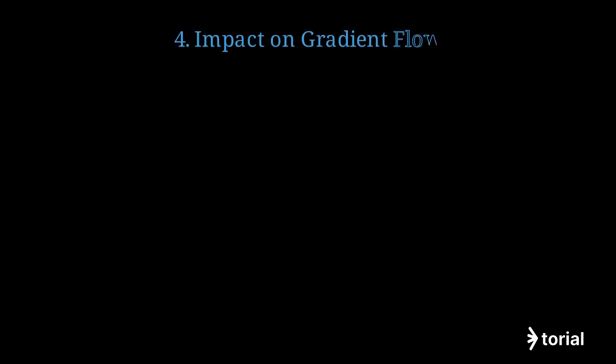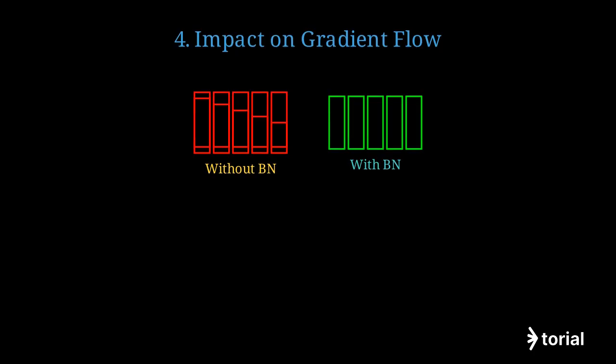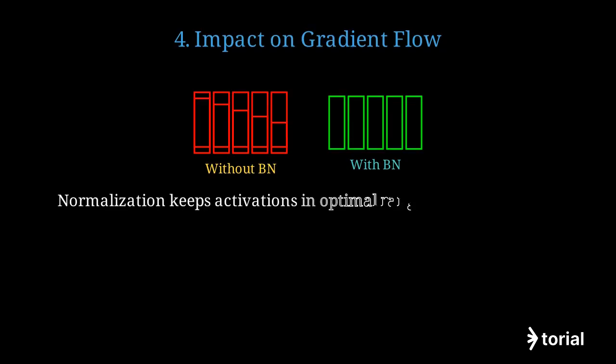Batch normalization fundamentally improves how gradients flow during backpropagation. Without batch normalization, gradient magnitudes shrink dramatically in deeper layers. With batch normalization, gradients remain more uniform across all layers. By keeping activations normalized, batch normalization ensures they stay in the optimal range where gradients are neither too large nor too small. The gradient with respect to normalized inputs has a controlled scale determined by gamma and the batch statistics, preventing explosion or vanishing.